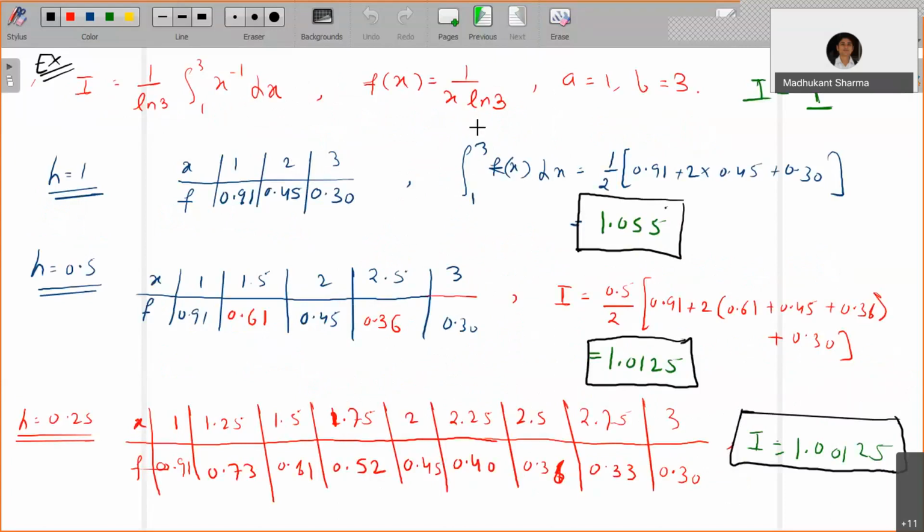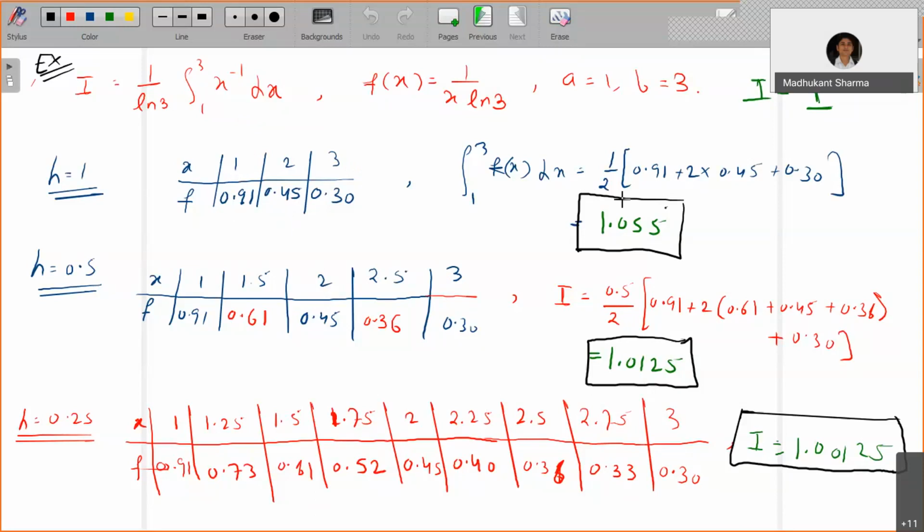So the integrand is 1 by x times ln 3. Comparing with the integral from a to b, a is 1, b is 3, and I is 1. For the case h equals 1, the following table will be there. Starting with x naught is 1, then x1 is 2, and x2 is 3. So you are going to evaluate the value of the function at these points, which are given by this.